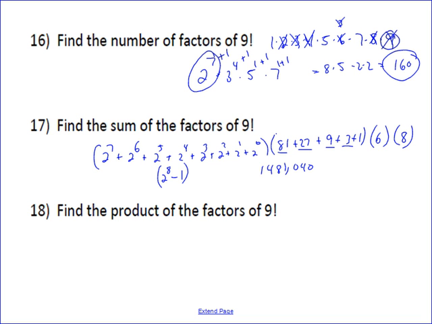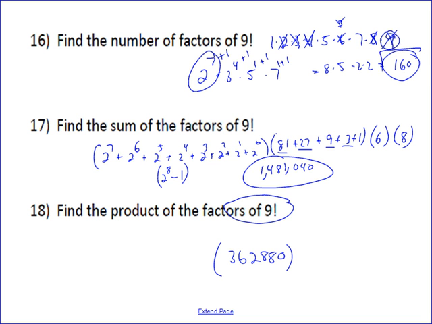And then the product of the factors, well, product of the factors is easy. Remember, you just take one of the numbers, which is 9 factorial, which turns out to be 362,880. And then you recognize that every one of these 160 factors is paired up with another one that multiply together to give you 362,880. So you just take that to the 80th power.